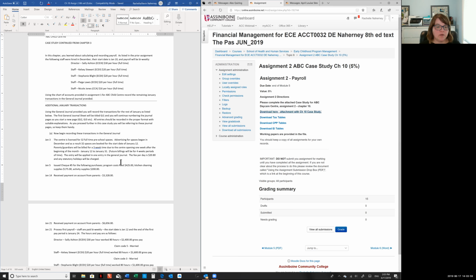So here we are, we're going to bill only for 3 weeks. So this entry will look a little different than all future billings because they will be for 4 weeks. We're going to take 32 spaces at $20.80 per day times 15 days in 3 weeks, right? And that's how much we're going to bill the parents. So we've earned that revenue, we're going to bill the parents, but we're not collecting anything yet.